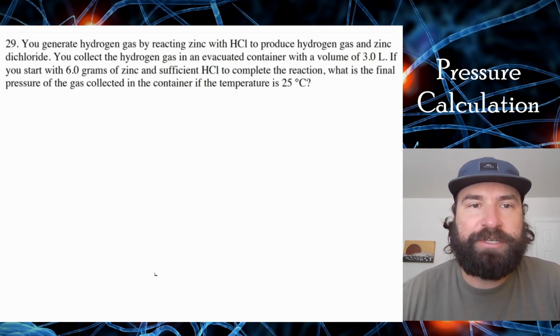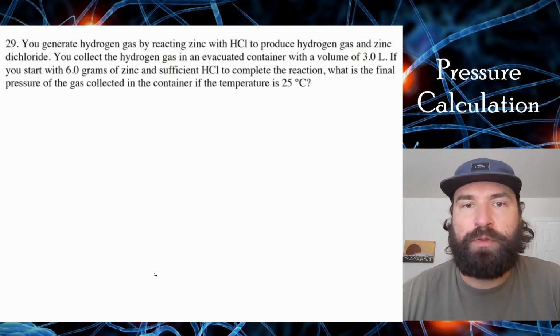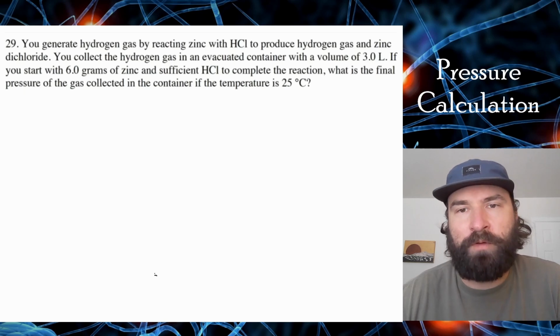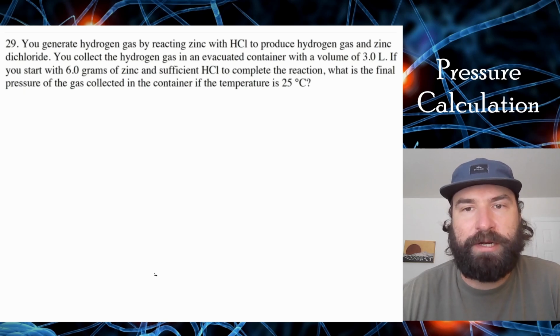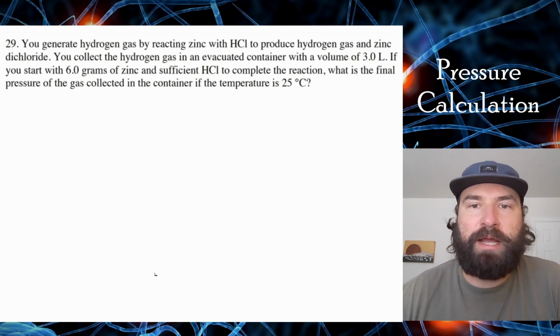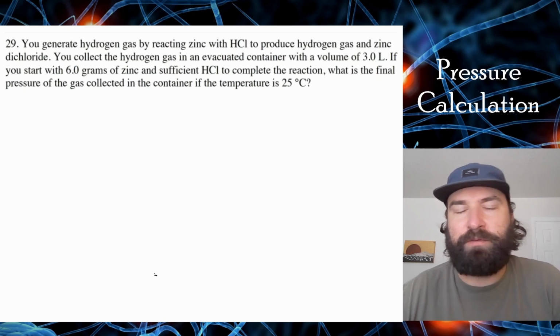You generate hydrogen gas by reacting zinc with HCl to produce hydrogen gas and zinc dichloride. You collect the hydrogen gas in an evacuated container with a volume of 3.0 liters. If you start with 6.0 grams of zinc and sufficient HCl to complete the reaction, what is the final pressure of the gas collected in the container if the temperature is 25 degrees Celsius?